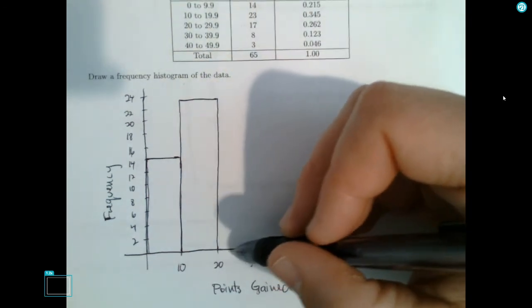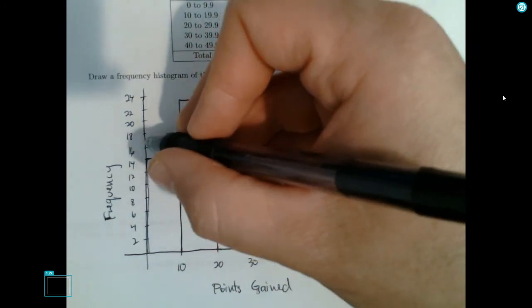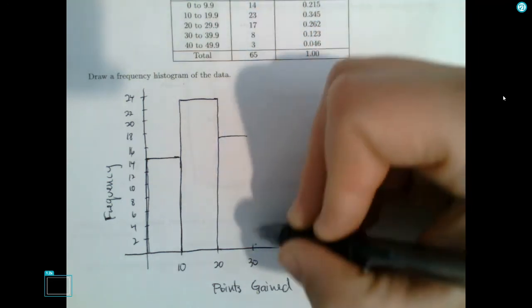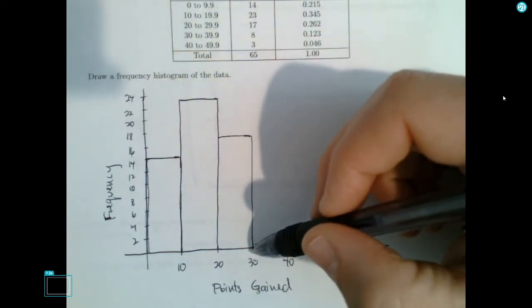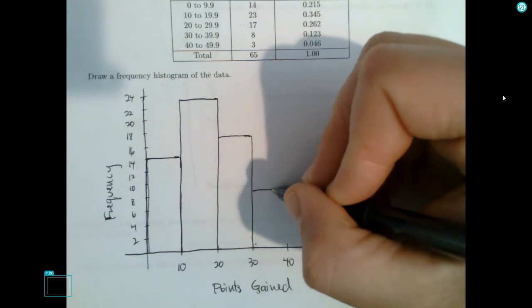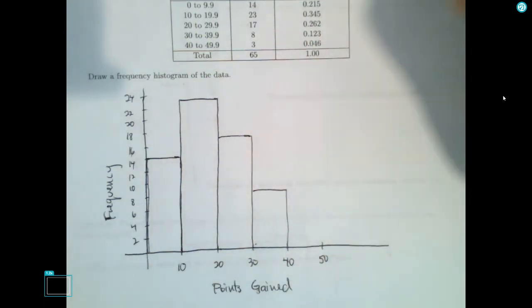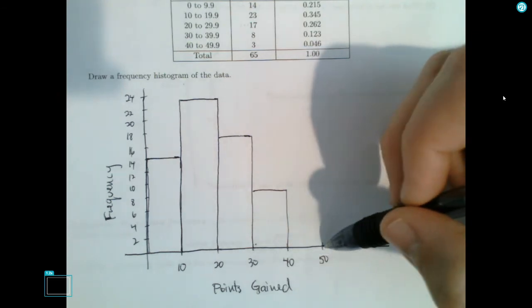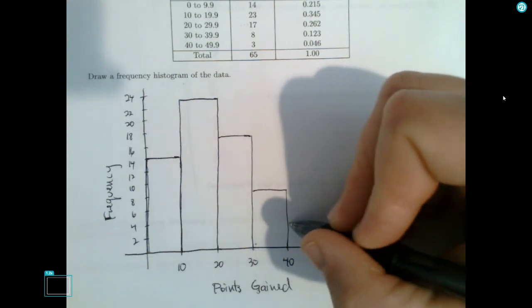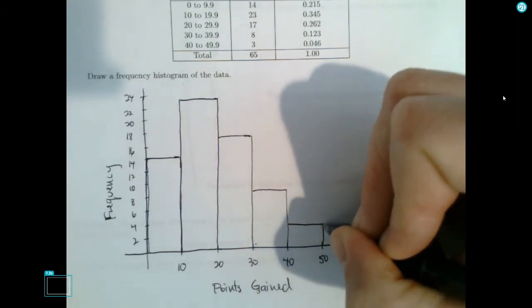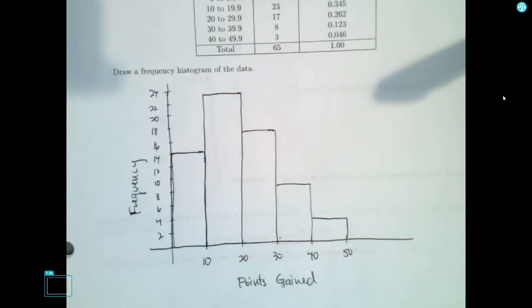Okay, the next bar should go from 20 to 29.9, so basically 20 to 30, and there are 17 people in that class. 16, 17 would be right there-ish. Okay, the next class goes from 30 to 40. There are 8 people in that class, so right about there. And then the next class goes from 40 to 50, basically. There are 3 people in that class, so 3, right about there. So that's what that histogram would look like.